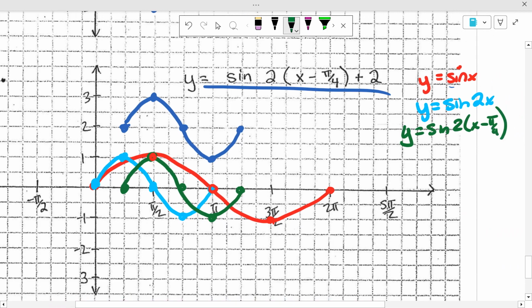The next one. Sine of 2 times x minus pi over 4 plus 2. So it's a sine of x, and then it's a sine of 2x, so everything gets twice as skinny. So the light blue one is twice as skinny. And then minus pi over 4 shifts everything to the right, pi over 4, so you shift 2 squares to the right. And then plus 2 moves everything up by 2. Good there?